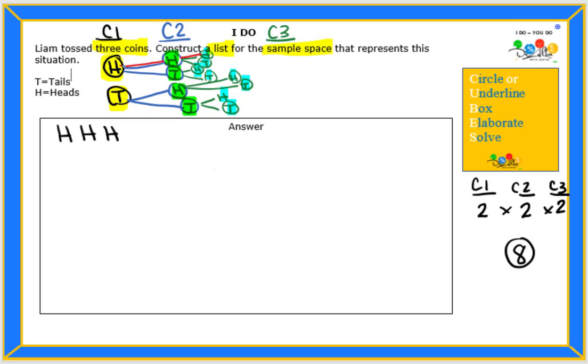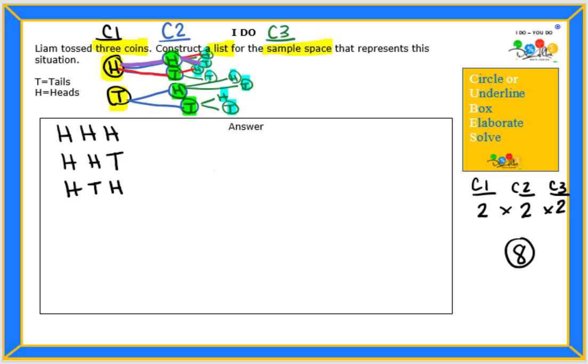I go from heads, still to heads, but this time I'm going to come down to tails. So I have heads, heads, tails. You see what we're doing? So now I'm going to trace with red. We're going to start with heads, go down to tails, and then up to heads. Heads, tails, heads. It's like a little map. We got to follow it.